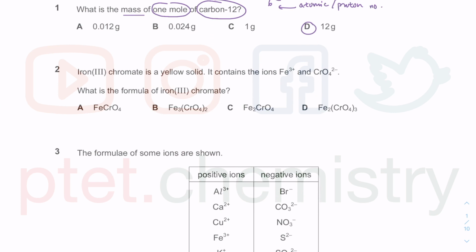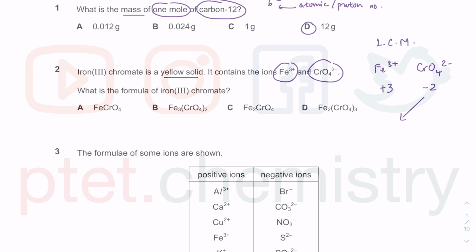Question number 2, iron trichromate is this yellow solid. They say it contains this ion and this ion. So this is basically about how you combine ions, knowing their formula, which are given here. The charge here is +3, the charge here is -2. So your job really is to do lowest common multiple, primary school and lower secondary mathematics. How do you cancel out the charges? By finding the common factor.